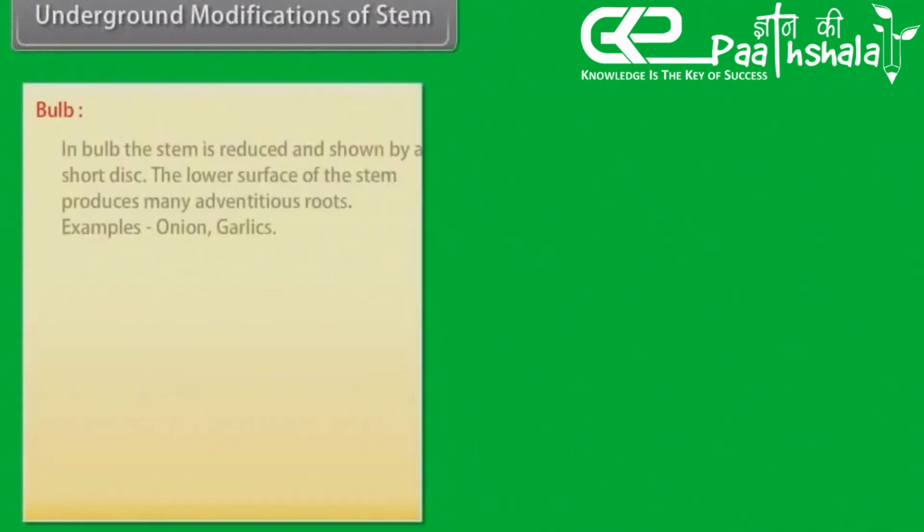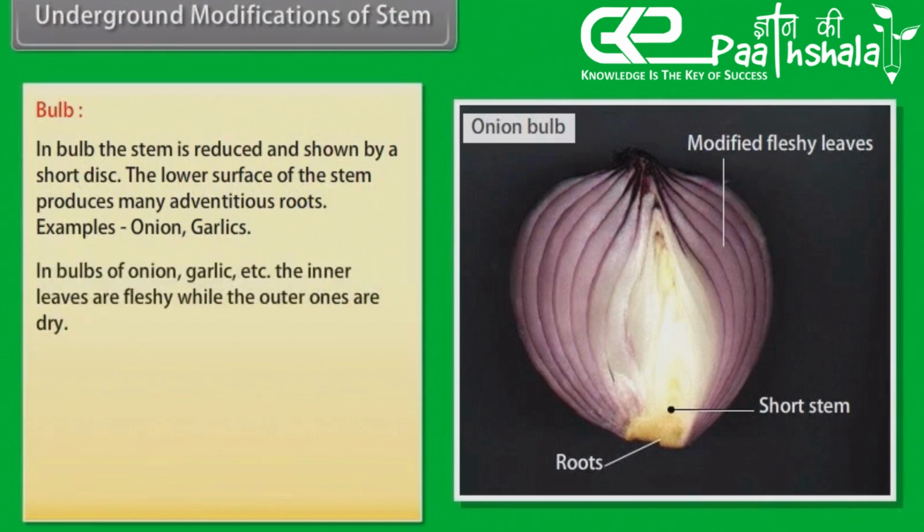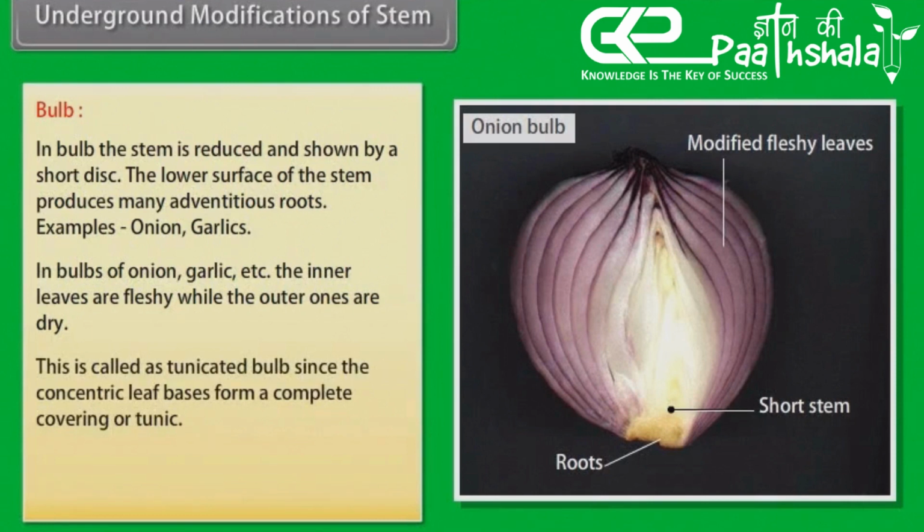Bulb. In bulb, the stem is reduced and shown by a short disc. The lower surface of the stem produces many adventitious roots. Examples: onion, garlic. In bulbs of onion, garlic, etc., the inner leaves are fleshy, while the outer ones are dry. This is called tunicated bulb, since the concentric leaf bases form a complete covering or tunic. The apical bud of the bulb produces shoot.